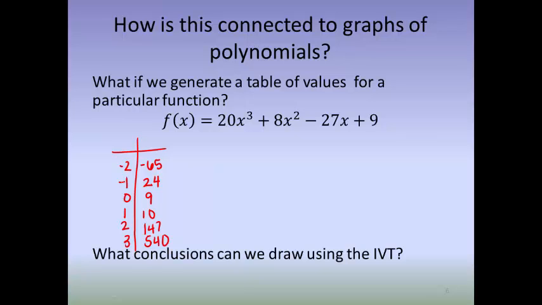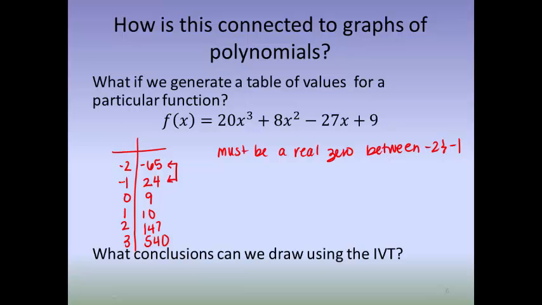So what I can see here is that between negative 2 and negative 1, I have a negative y value and a positive y value. So something must have occurred between -2 and -1. There must be a real zero between -2 and -1 because it went from a negative to a positive y value, so it must have crossed the axis. Okay, so I know that.